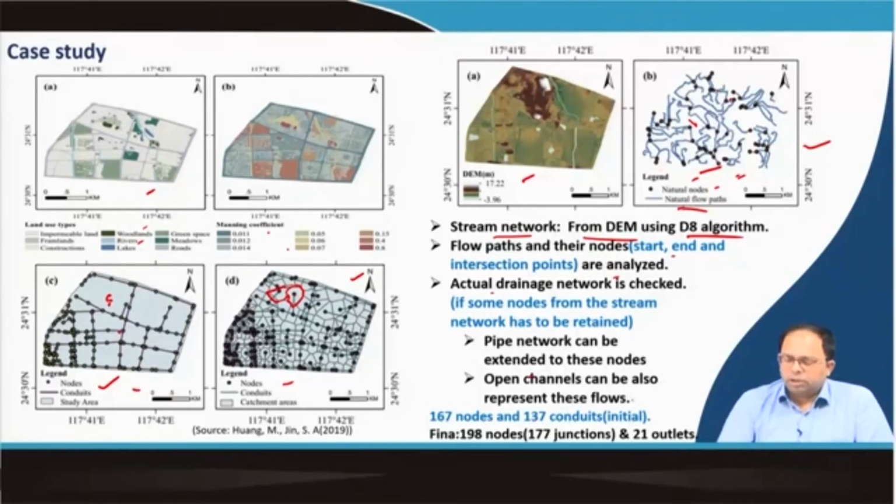So, we can say that the pipe network could be extended to this particular point, or the sewer network could be extended along these channels, or there could be open drains along these channels. But overall, this together makes up the stormwater drainage network. Initially it was 167 nodes and 137 conduits in this particular case, but after the combined approach, this is final, a total of 198 nodes and 21 outlets were considered.